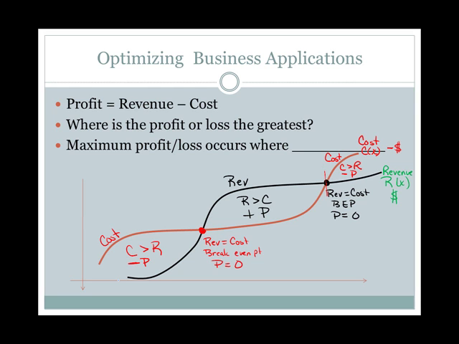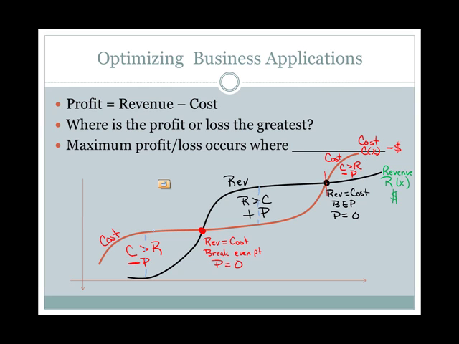Another question that we like to talk about when it comes to looking at this graph is, at what point is our profit or our loss the greatest? And if you look kind of where I'm drawing these vertical lines, you can see that where those two graphs, the red and the black graphs, are farthest apart is where your greatest profit or loss would be. So the profit or the loss, the positive or the negative profit, is greatest when your cost and revenue are farthest apart. Well, when does that occur?